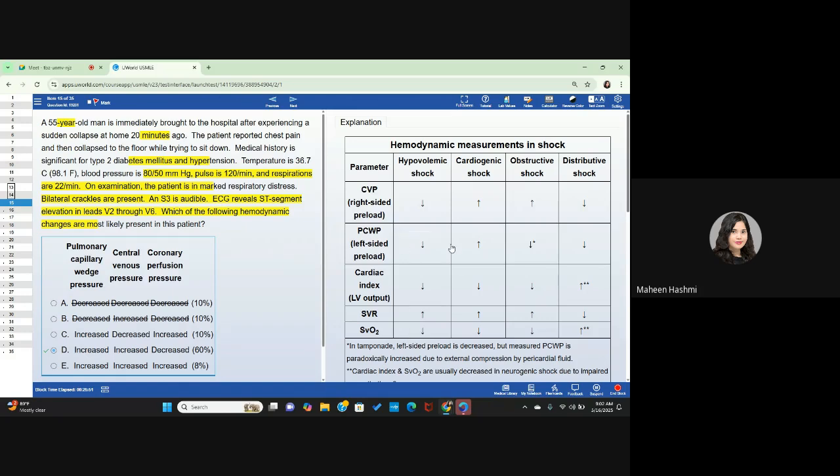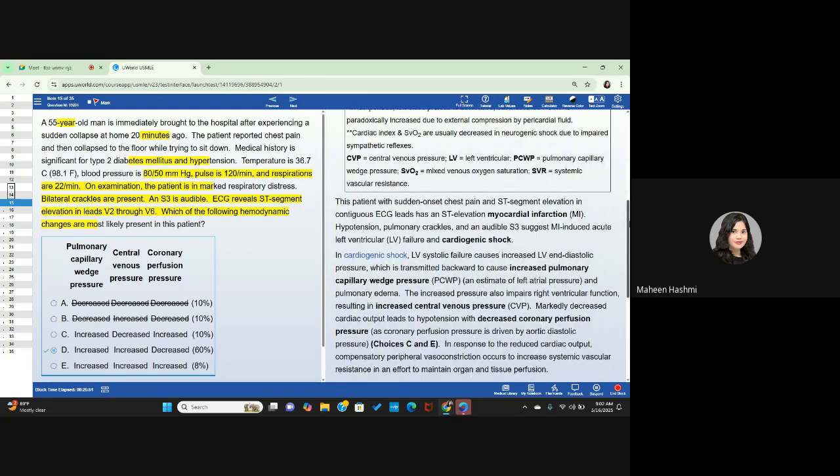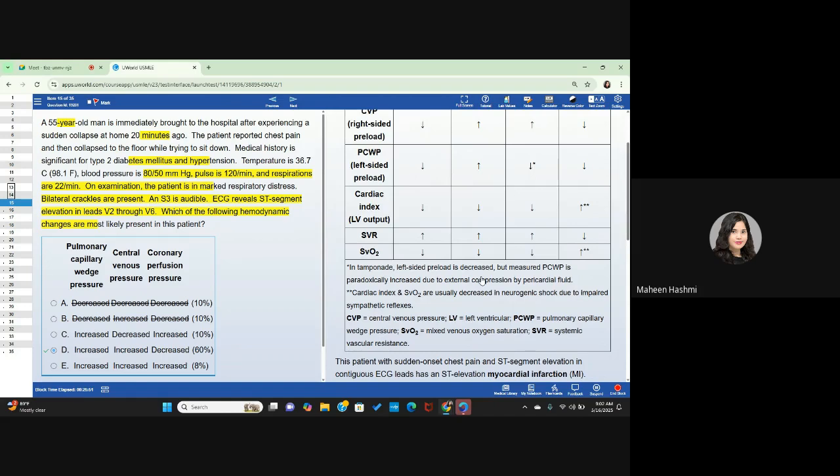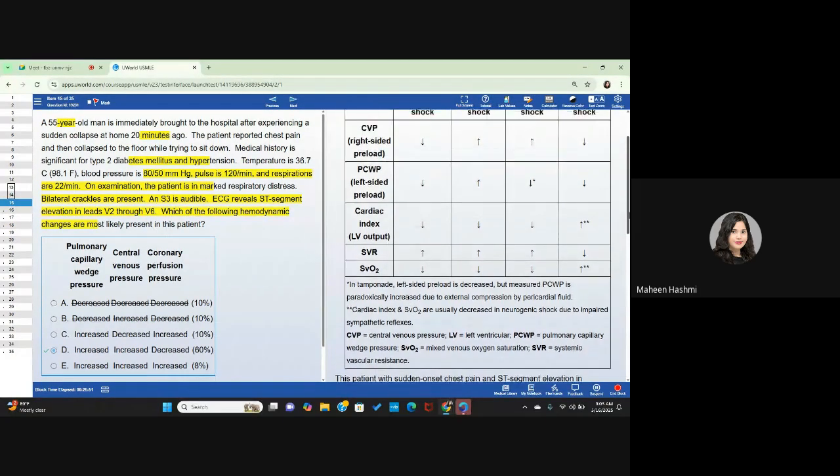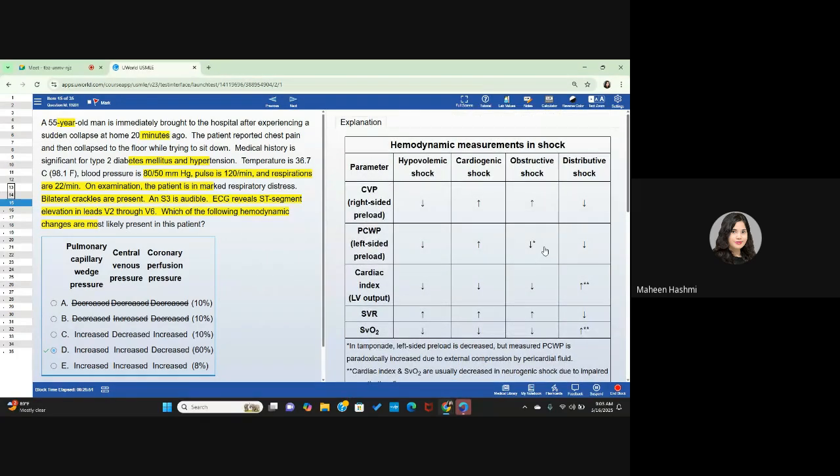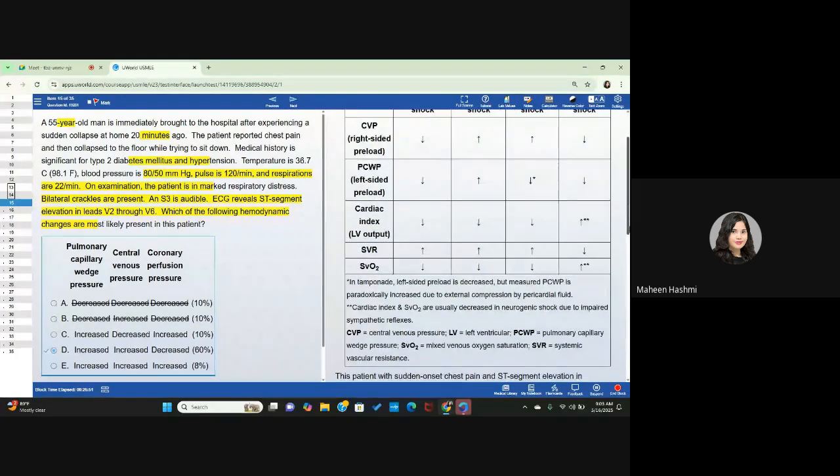See, PCWP is always going to increase, all right, but in obstructive shock it can only be increased in cardiac tamponade. Over here, if you go through, you see that in tamponade, the left side, where we measure PCWP, is paradoxically increased. All right. So over here in obstructive shock, they said PCWP is going to decrease, but you have to also go through these stars. They mentioned a star, and if you go through this, they said that in tamponade, the PCWP is going to be increased, right? So this is very high yield that you have to not only memorize, but you also have to go and see these small lines as well. They're very important also. All right.